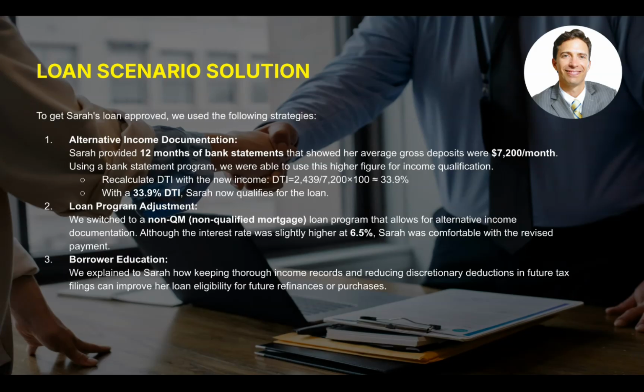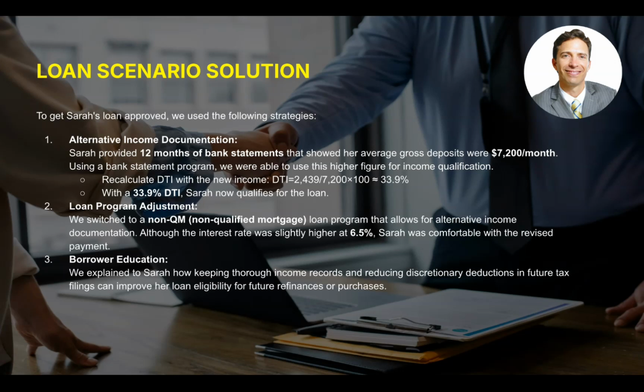Loan scenario solution. To get Sarah's loan approved, we're going to use the following strategies. Number one, alternative income documentation. Sarah provided 12 months bank statements that showed her average gross deposits were $7,200 per month. Using a bank statement program, we were able to use this higher figure to calculate her income.